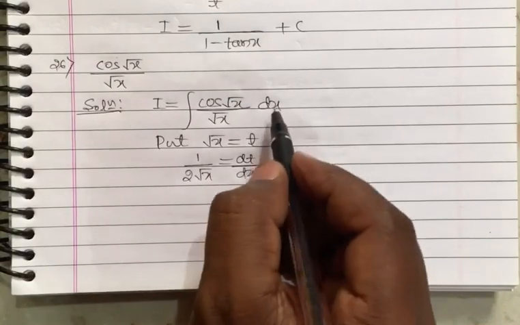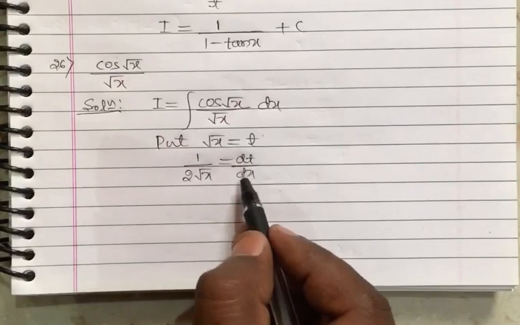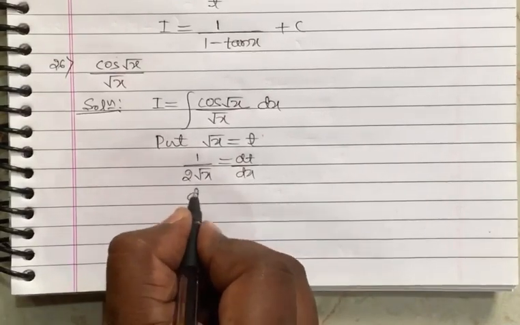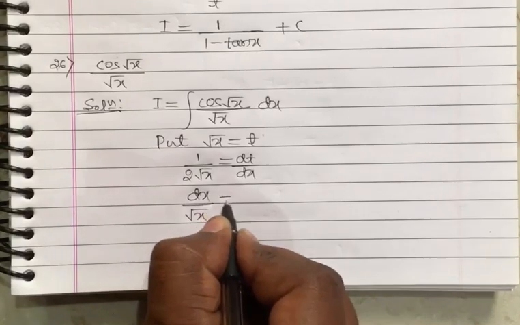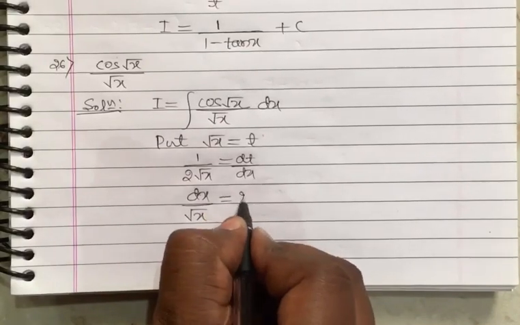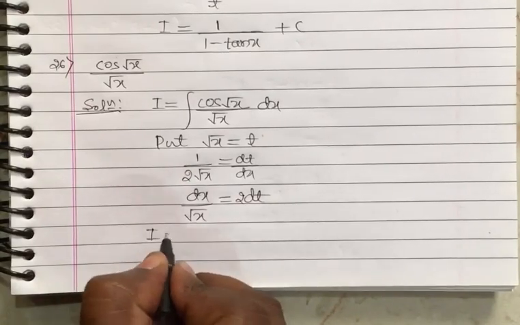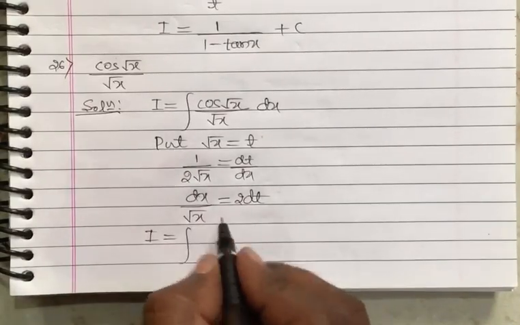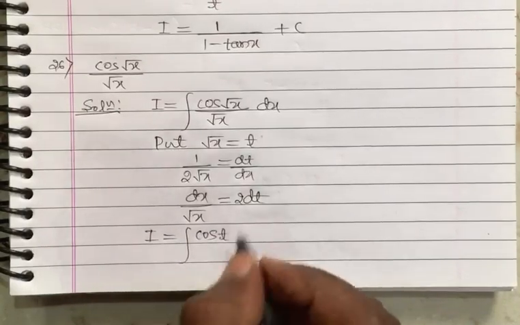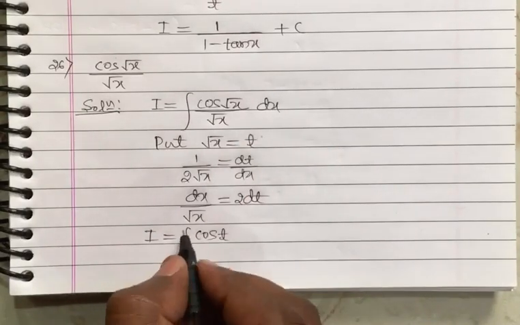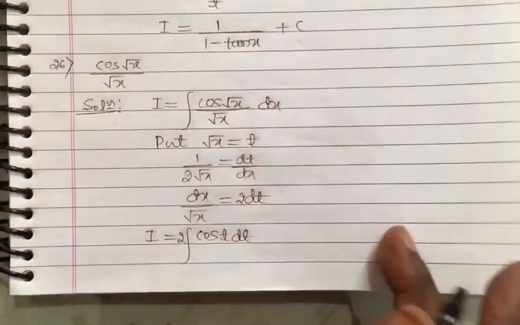So what do we need now? We need dx by root x. That means take 2 to the RHS and dx to the LHS. dx divided by root x is equal to 2 times dt. I rewrite the integral now. I is equal to the integral of cos t, then dx by root x is 2 times dt. So integrate this now.